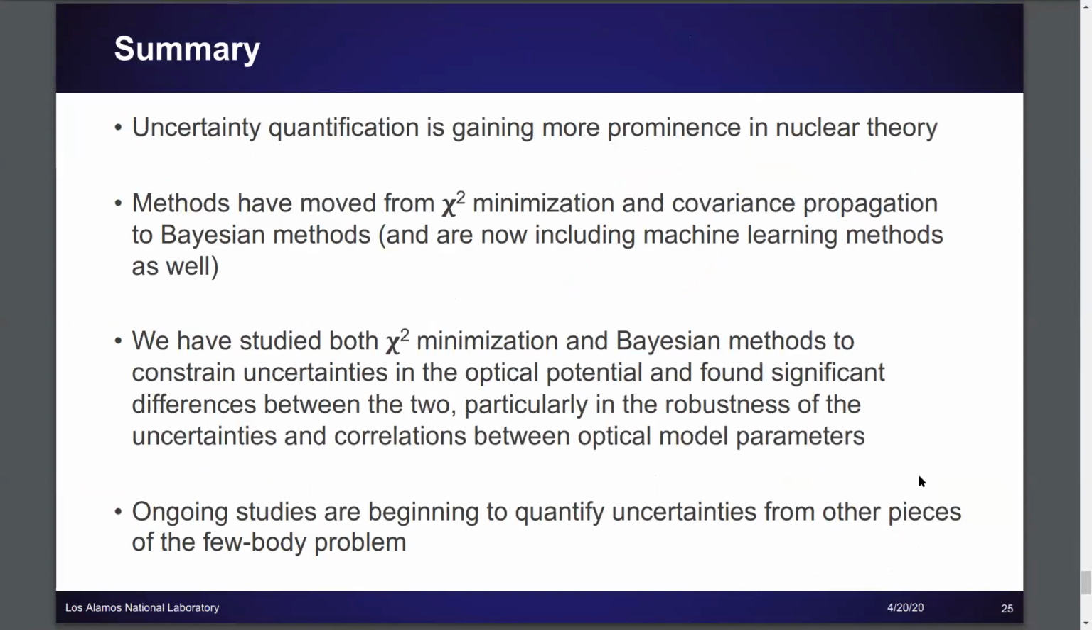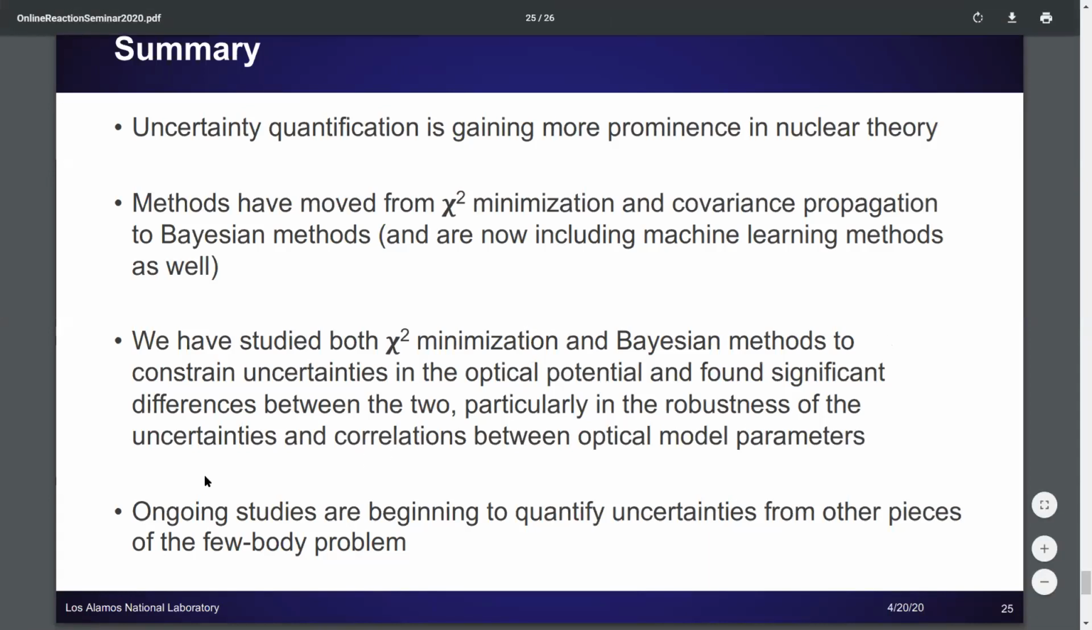And so in summary, I hope I've convinced you, or you know already, that uncertainty quantification is gaining more prominence in nuclear theory, and methods recently have moved very much from chi-square minimization and covariance propagation to Bayesian methods, and are now even moving further to machine learning methods. Our group at the NSCL and MSU has studied both chi-square minimization and Bayesian methods to constrain uncertainties, particularly focusing on the optical potential, and found significant differences between the two methods, particularly, as I showed, in the robustness of the uncertainties and in the correlations between our model parameters.